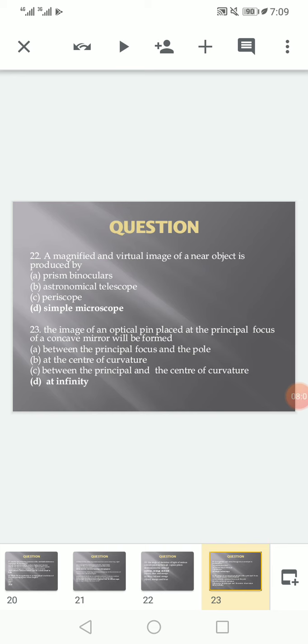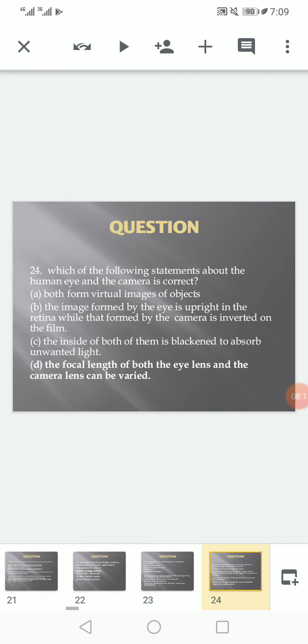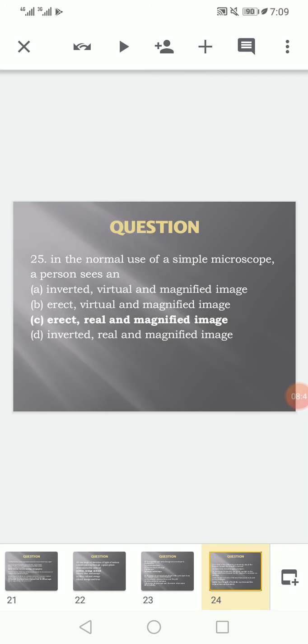23 says the image of an optical pin placed at the principal focus of a concave mirror will be formed at infinity. Again, when an object is placed at the principal focus of a concave mirror, the image will be formed at infinity. Which of the following statements about human eye and camera is correct? It is not A, it is not B, it is not C, but the answer is D, which says that the focal length of both the eye lens and the camera lens can be varied.